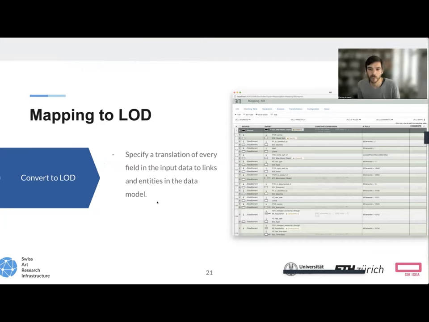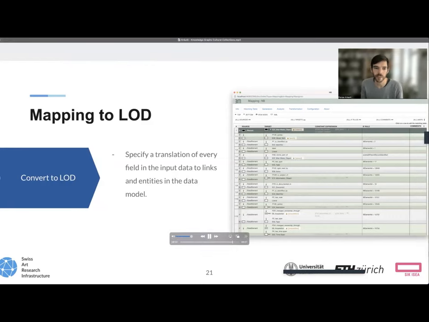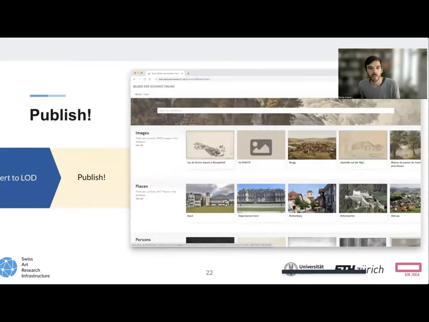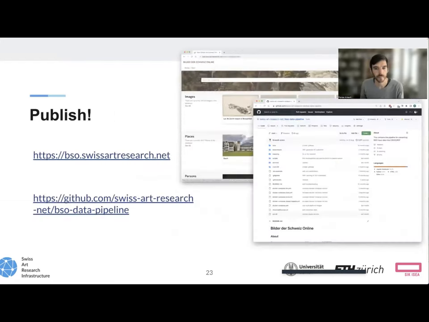The actual transformation from the input files to RDF, we did using a mapping file created by the X3ML mapping tool. Some of you might be familiar with it, some of you not, but it's findable. And we publish it all on a research platform, which is built on the MetaFacts open source platform. The platform itself is accessible under this URL, and you will also find most parts of the pipeline in this PSO data pipeline repository.